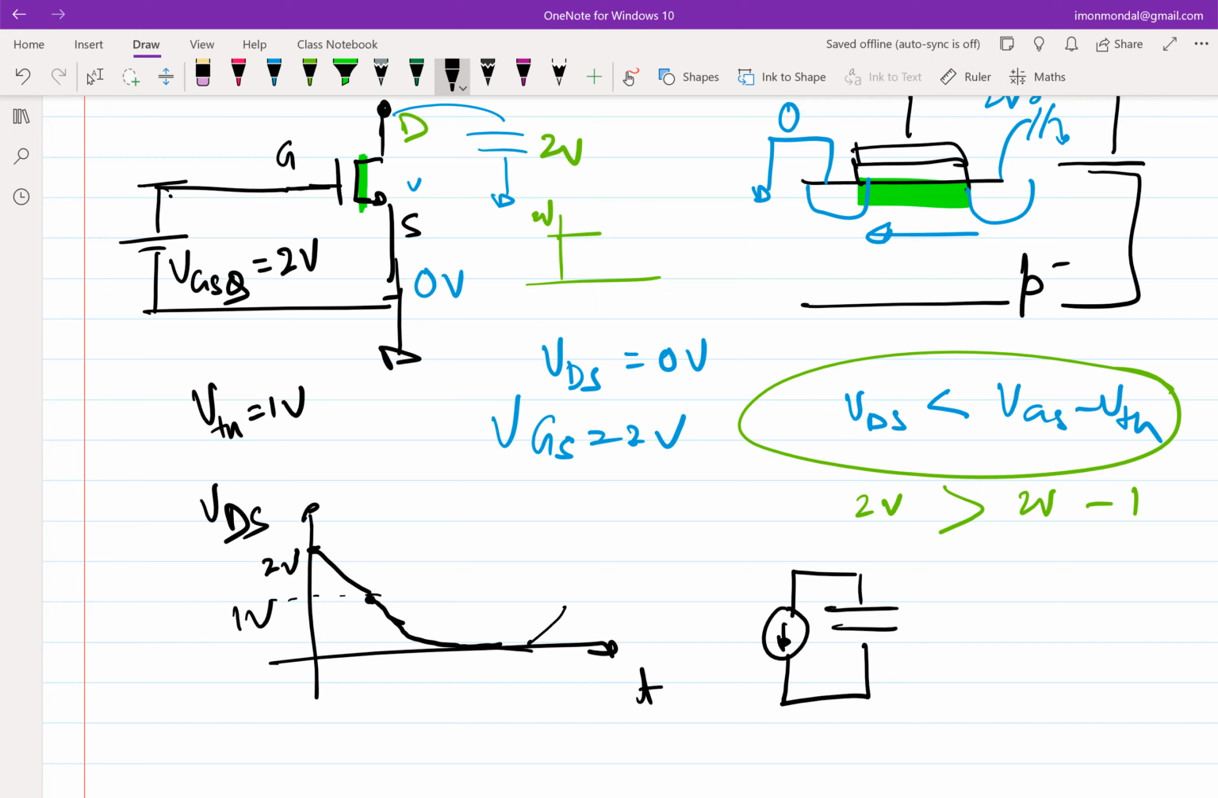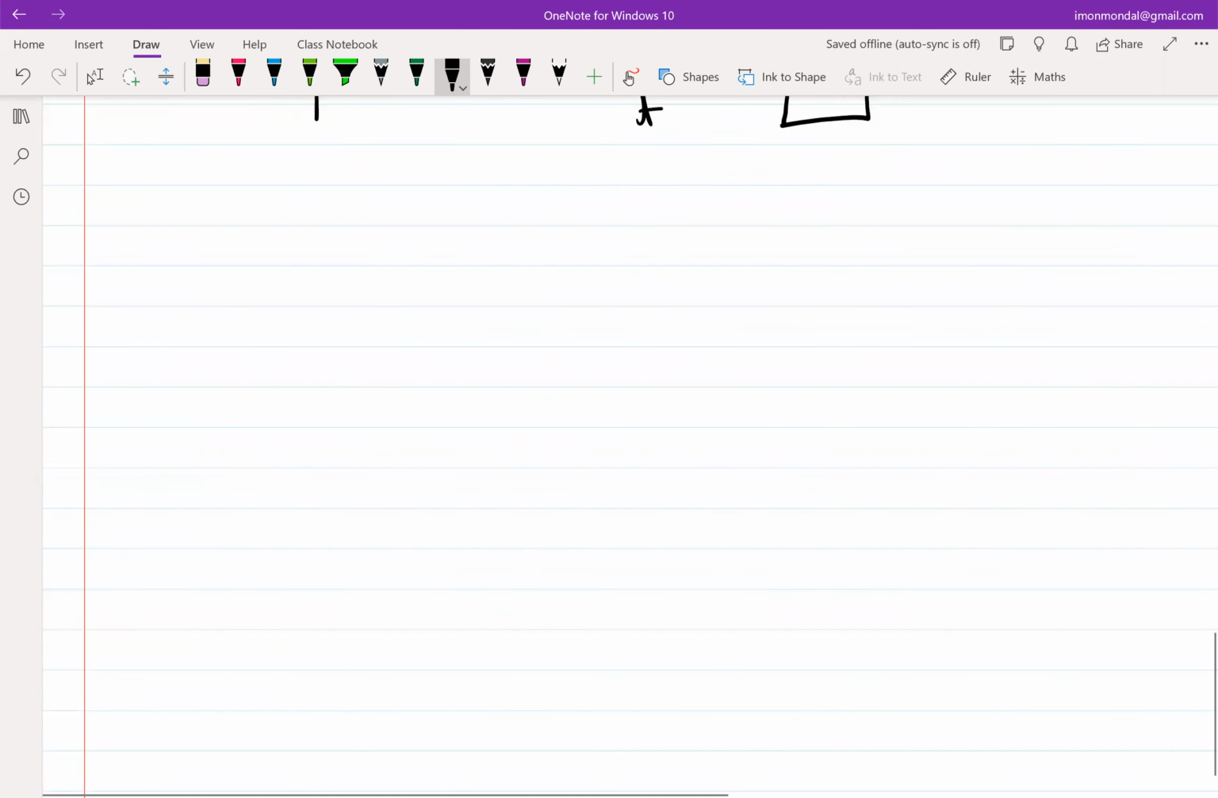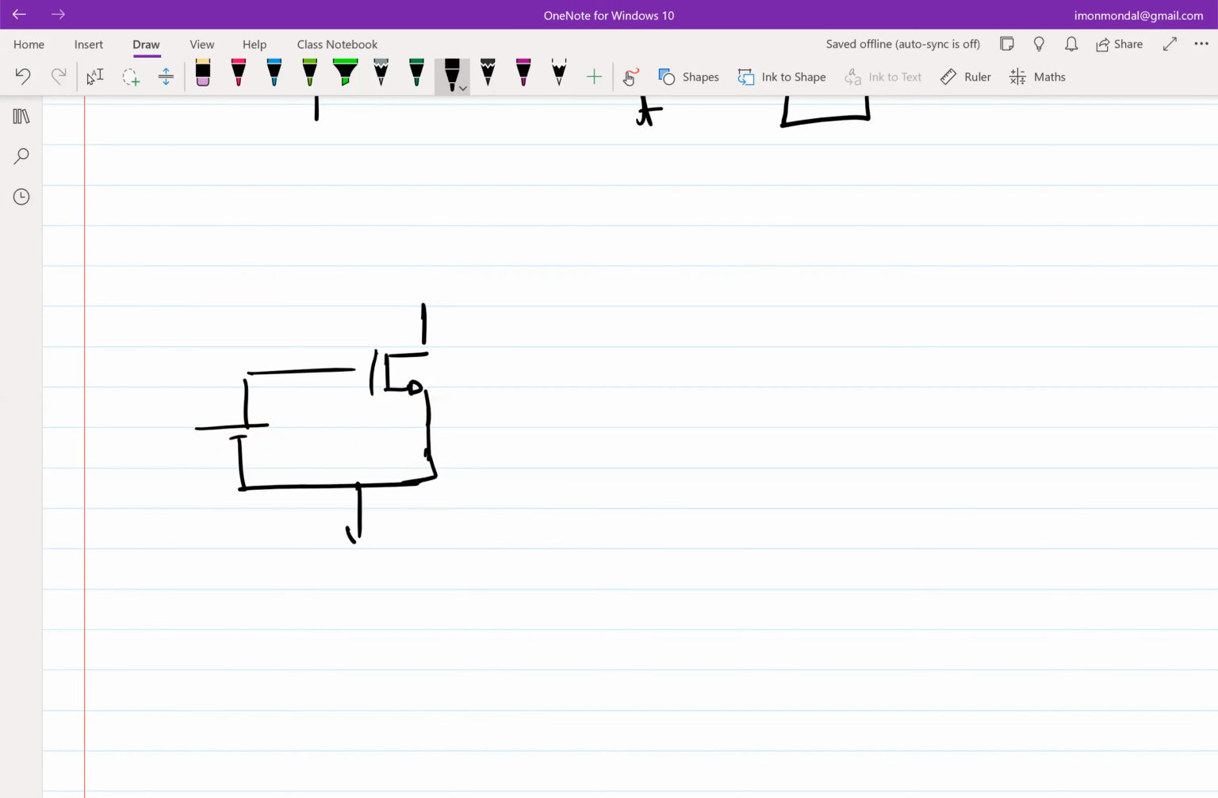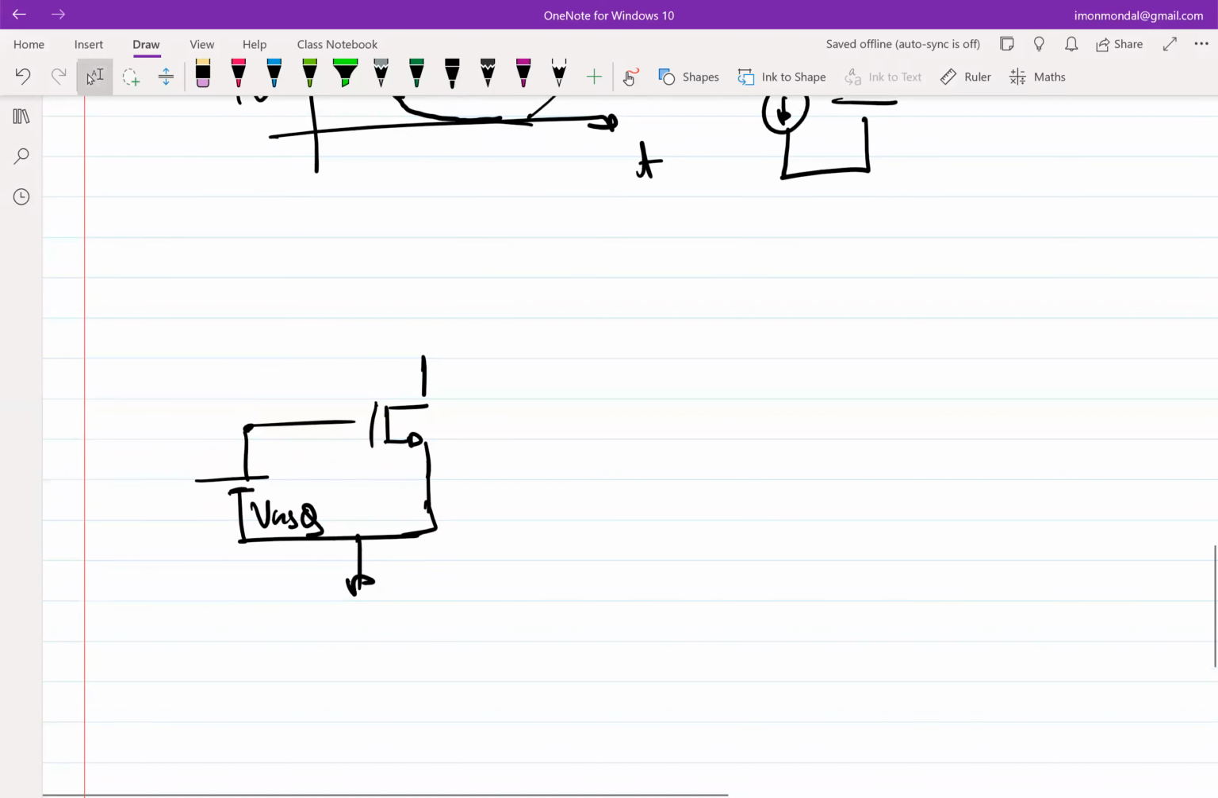Okay, fine. So now let's resume our endeavor to make an amplifier. We have to keep the drain at a voltage of at least greater than 1 volt, right? Because VGS is 2 volts, threshold voltage is 1 volt.